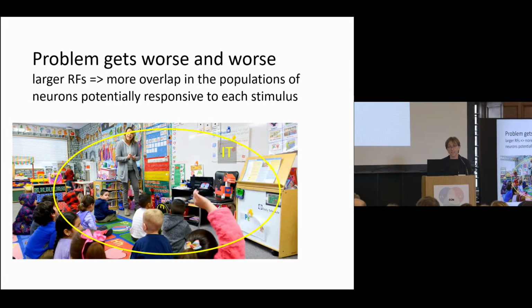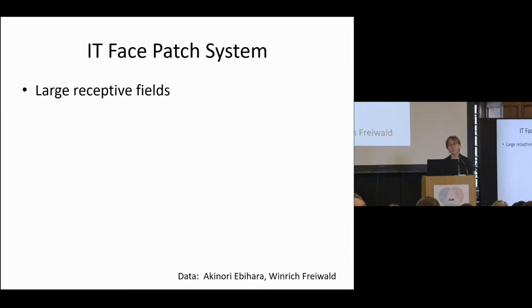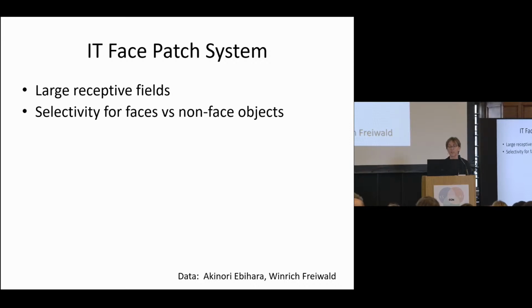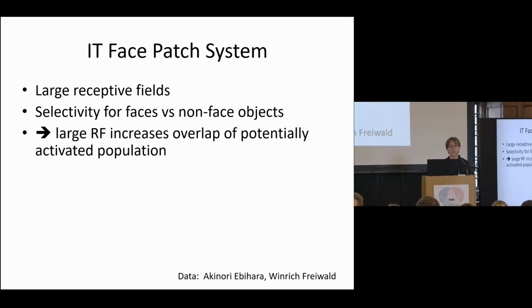The first data set that I'm going to tell you about involves area IT, and specifically the face patch system. And this data comes from Winrich Freiwald and was collected by his former graduate student, Elena Ebihara. The interesting thing about IT is it's one of the places with the very largest receptive fields. However, it also has selectivity for faces as compared to non-face objects. And I think you can think of these two factors as working in opposite directions.